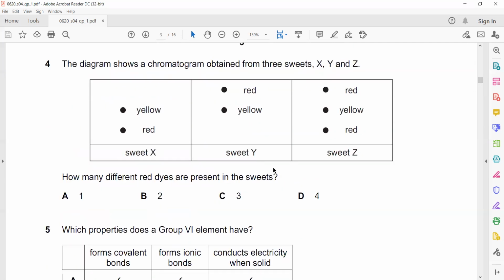Question 4. The diagram shows a chromatogram obtained from three suites X, Y, and Z. How many different red dyes are present in the suites? How many types of red colors are present in the suites? This is a chromatogram. Look what happened. This is a chromatogram of suite X. This is a chromatogram of suite Y. And this is a chromatogram of suite Z. So how many red dyes are present in the suites?